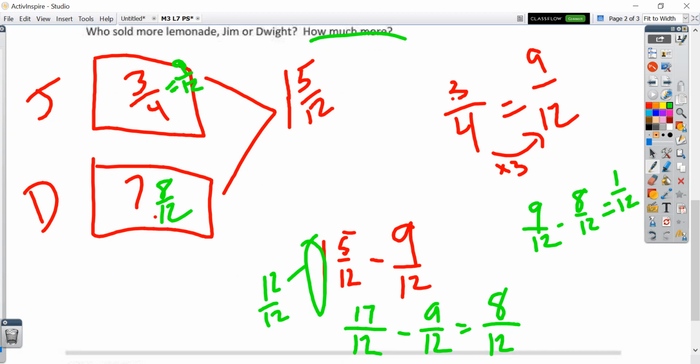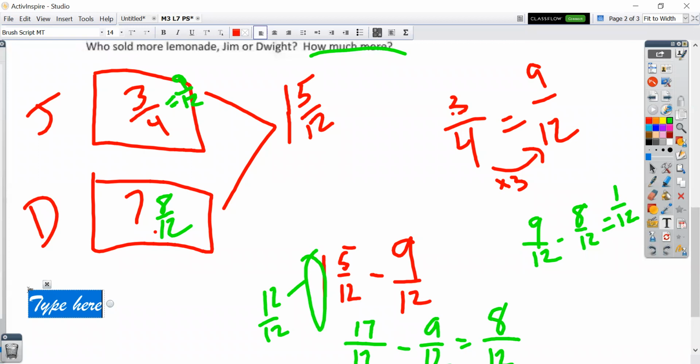So now we know that somebody sold more. Who sold more? Well, that was Jim with 9/12, and he sold 1/12 more. So now we just have to write that statement. So let me get my typing tool because it'll be a little easier right now. So Jim sold, and we can answer both questions in one, and I'm going to give myself space. Jim sold blank more than Dwight. So now we're saying who sold more and how much more in one simple sentence and not having to write two. Well, how much more was it? Whoops, give me my pen tool back.